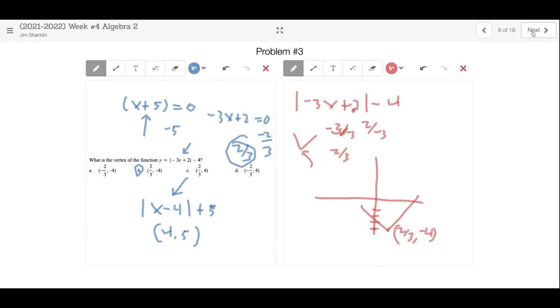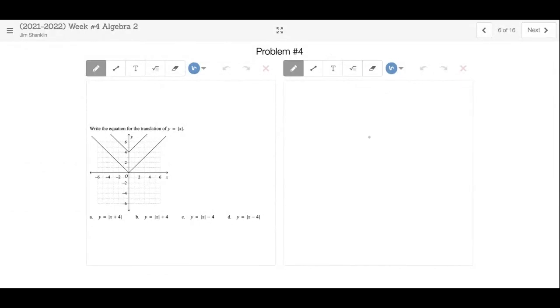All right. Let's go to problem number 4 on the practice this week. It says write the equation for the translation of y is equal to the absolute value of x. So what they're asking you to do is write an equation for this function. That should be pretty easy, right? Letter B. It's just shifting up 4 units, so my answer should be y is equal to absolute value of x plus 4.